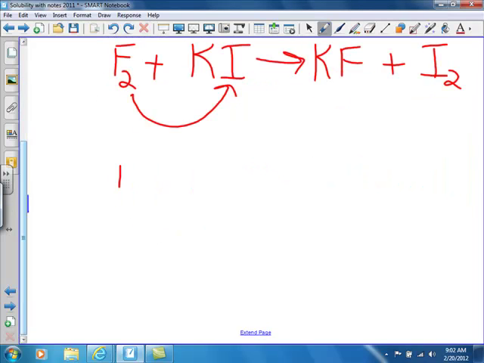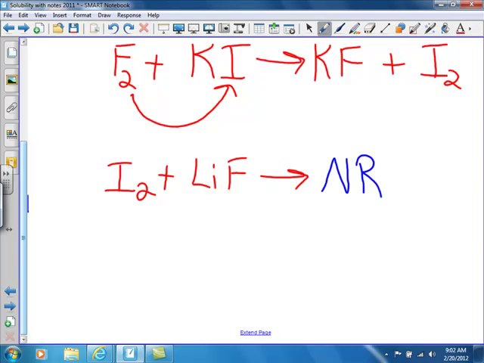And the last one I want to give you is if I have I2 plus LiF, what would the products be of that? And hopefully you are saying no reaction. Okay? Because iodine is below fluorine, and only elements above other elements can replace this. So this is a no reaction. Okay? That's all I wanted to review with on these to make sure you understand what's going on with those.